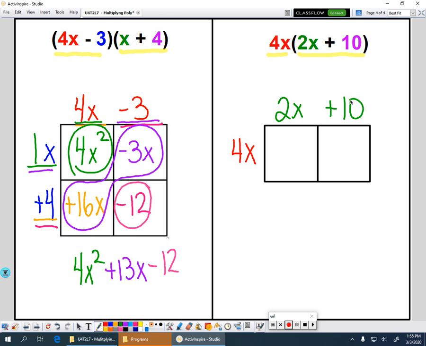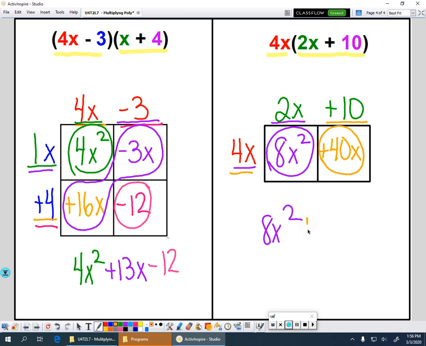And then it's time to do our multiplication. So 4x times 2x, 4 times 2 is 8. x times x is x squared. And we're going to finish off with 4x times 10. 4 times 10 is 40. And it has an x. And then all we have to do is combine our like terms. You'll notice there's nothing really to combine here. So we have our 8x squared and our 40x right here. And that's how we do this problem. That's multiplying polynomials using our box method.